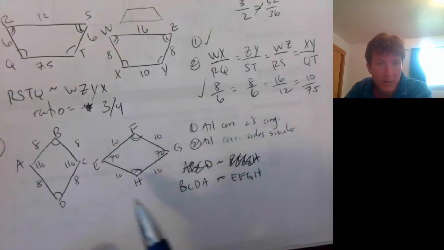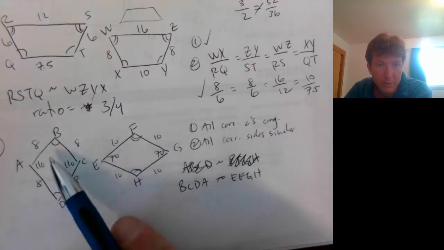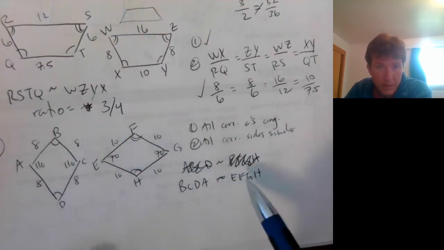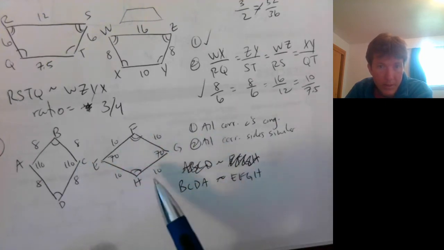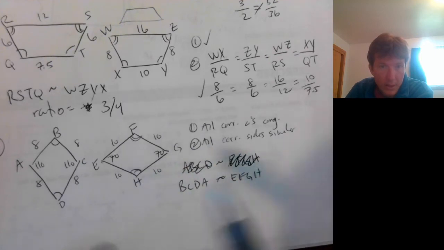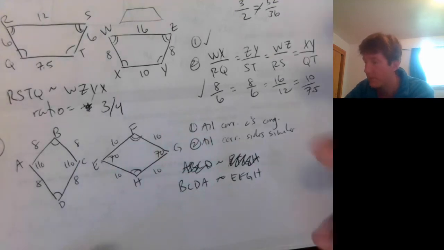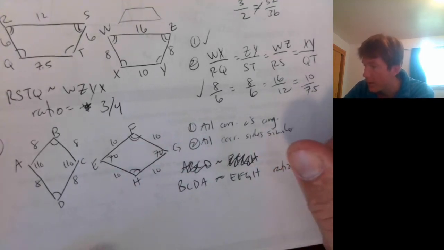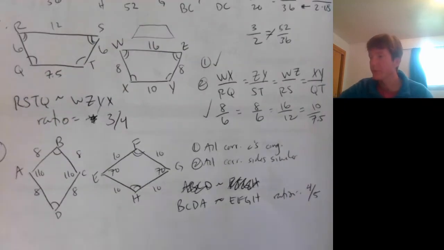Why? Because we have E is a 70-degree angle, B is a 70-degree angle, F is a 110, C is a 110, G is a 70, D is a 70, H is a 110, and A is a 110. So these are same, and the ratio is 4/5. Okay, I'm going to turn my page in another space here. I'll do number 12.